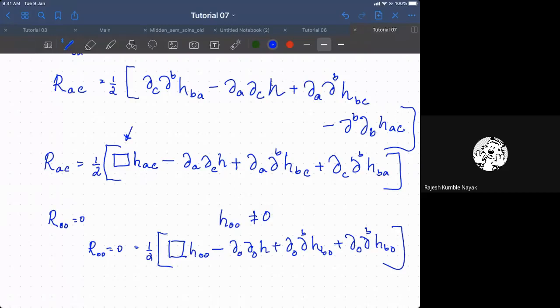Now this term is 0 because there is a derivative with respect to time. Our assumption was that phi, H00, is only a function of x, y, z, not a function of time. So that is going to be 0, and this is also going to be 0 for the same reason. This is also going to be 0 for the same reason, because we have assumed that phi, which is H00, is the only function of x, y, and z. So any questions?